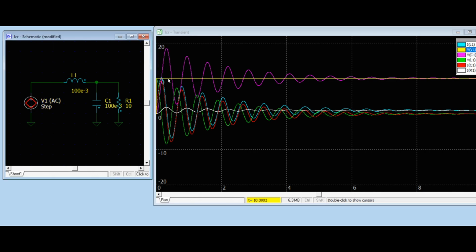Over time, the system reaches a steady state where the capacitor is fully charged, and the inductor current stabilizes. 4. Output voltage. The output voltage is taken across the resistor connected across the capacitor. It reflects the charging and discharging behavior of the capacitor.